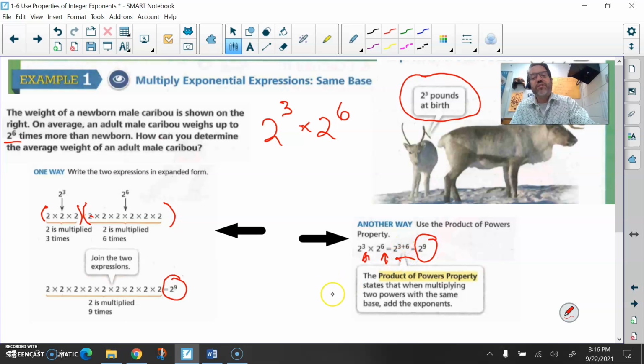This is called the product of powers property. And so 2 to the 3rd times 2 to the 6th is 2 to the 9th. And what would that be, about 512?